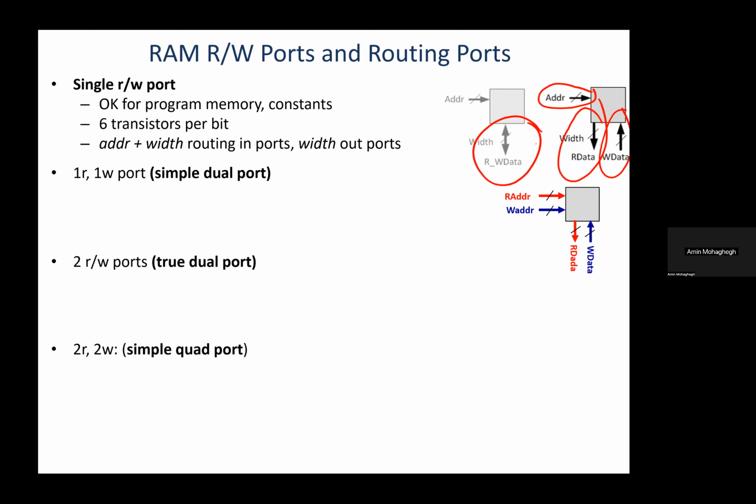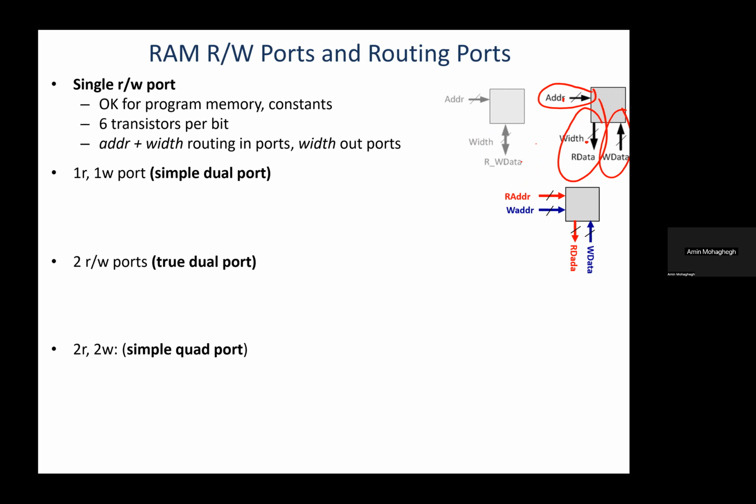So a single port RAM, this is what you actually build. One address, one read data output, one write data input. What can you use this for? You could use it for program memory, for constants, basically things that aren't going to change. And the cost of it is 6 transistors per bit, because we can use that single port RAM cell.